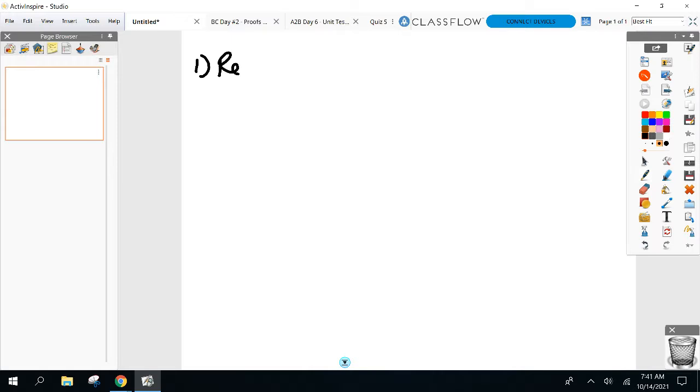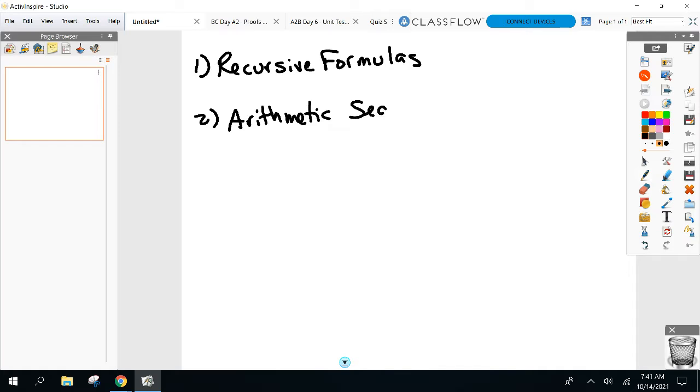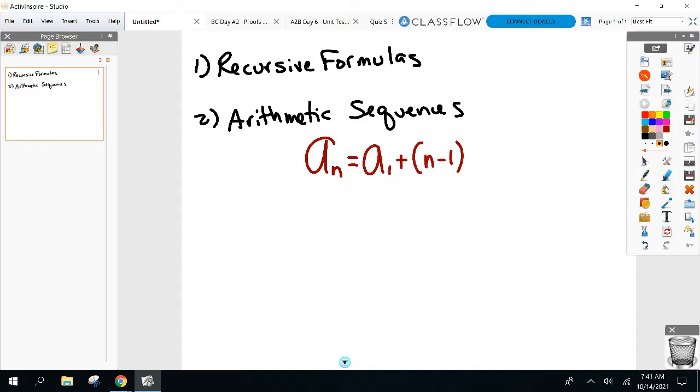First day was the recursive formulas. You have a ton of examples in your packet with that. Recursive formulas. You got arithmetic sequences, which is on your formula sheet. If you want to find any term, first term plus n minus 1 times your d value. That's on your formula sheet, which you'll have tomorrow.